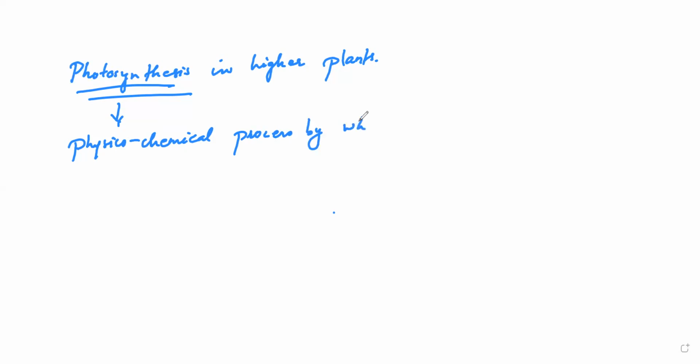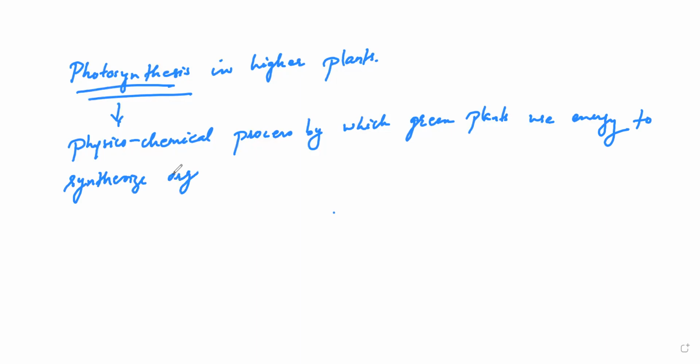by which green plants use energy to synthesize organic compounds. So this process basically takes place in the plants, photosynthesis. Out of the catabolic and anabolic processes, this comes under the anabolic process because there is a formation over here.